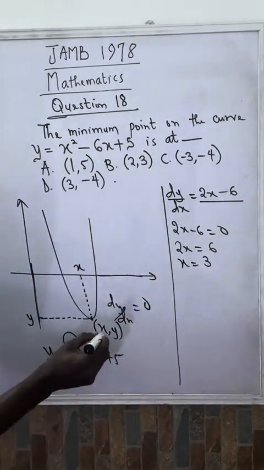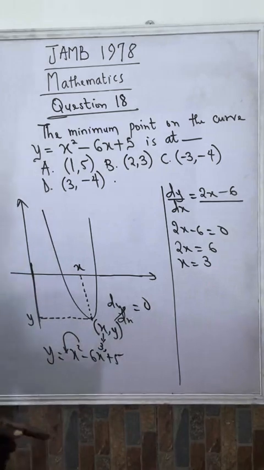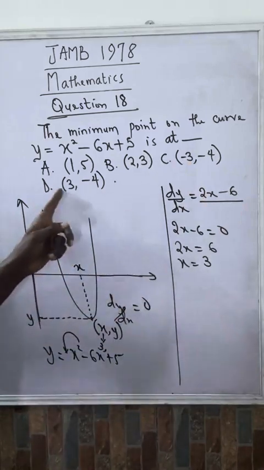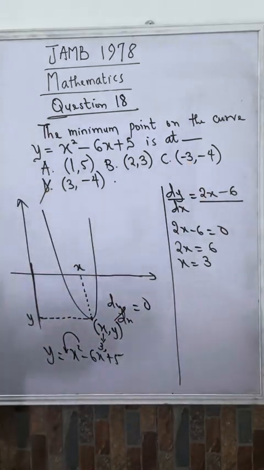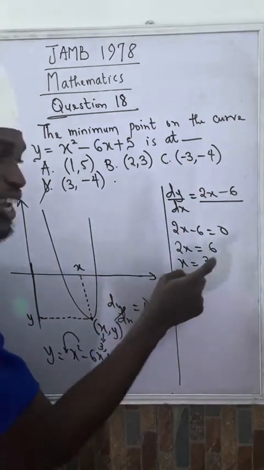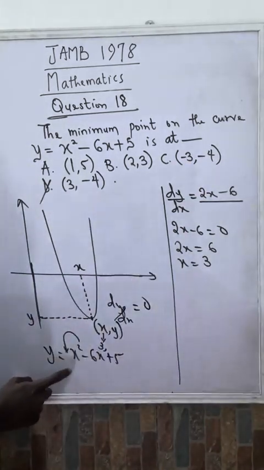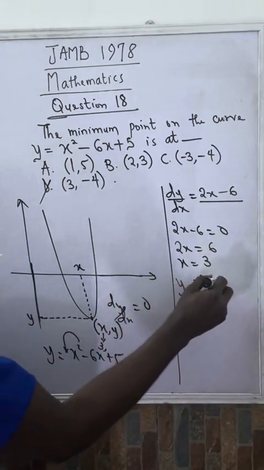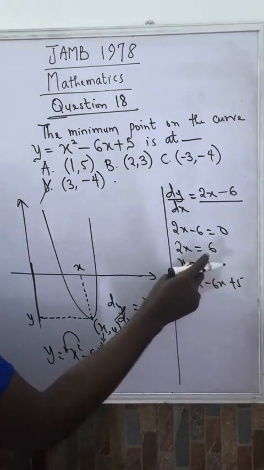So that means the point is (3, comma. Now, if you look at the options, we don't even need to calculate the value of y. Of course, D will be our answer. But for you to solve it completely, you substitute for x inside the original function. So y equals x squared minus 6x plus 5. Let me put the value of x.